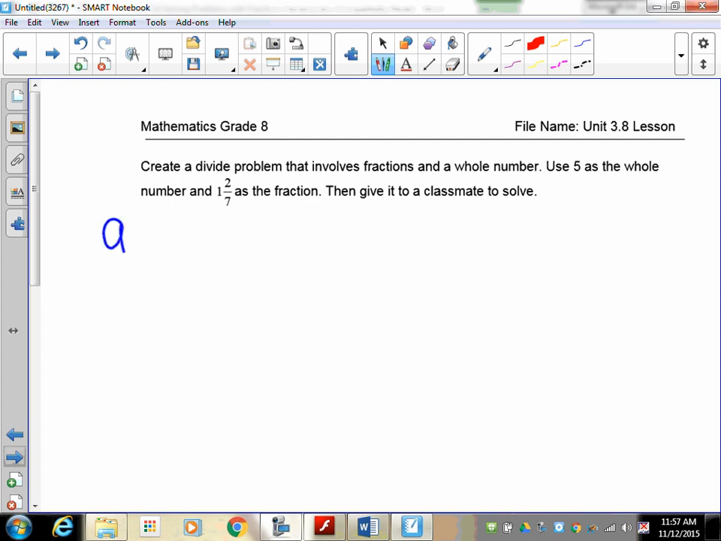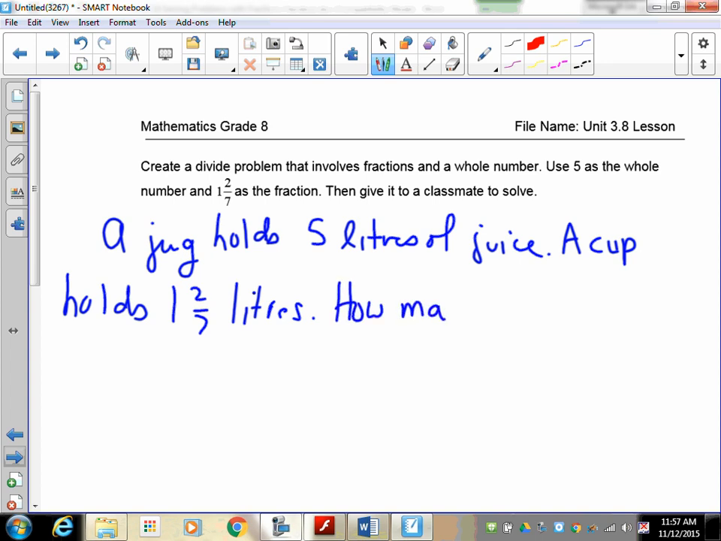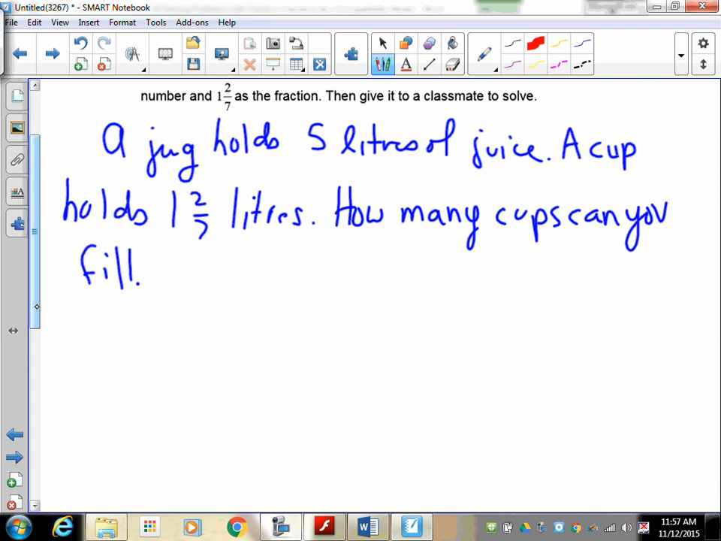Okay, a jug holds 5 liters of juice. A cup holds 1 2/7 liters. It's a big cup, okay? One of them big, huge beer mugs, or whatever. 1 2/7 liters. How many cups can you fill? Okay? So if you think about it, it's a divide question. We're starting with a big, huge jug, and we want to divide it up into 1 2/7 pieces. So your job is solve the question.